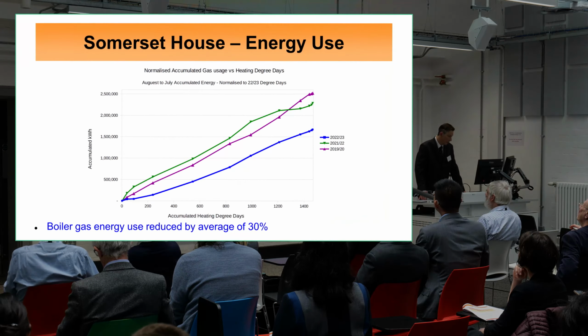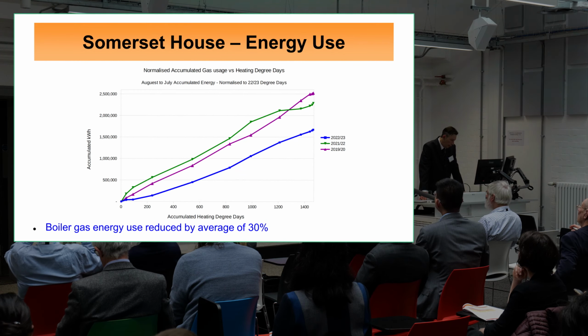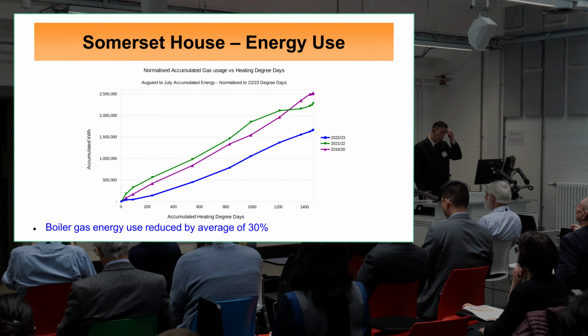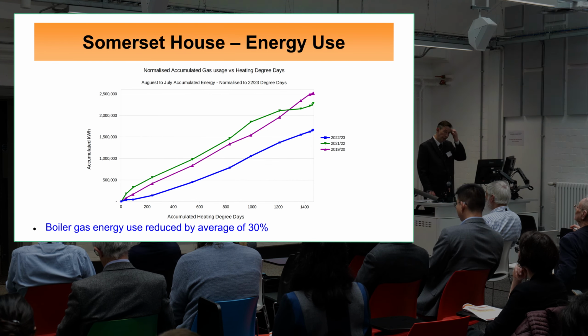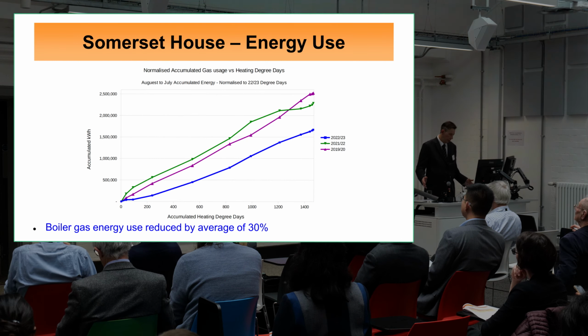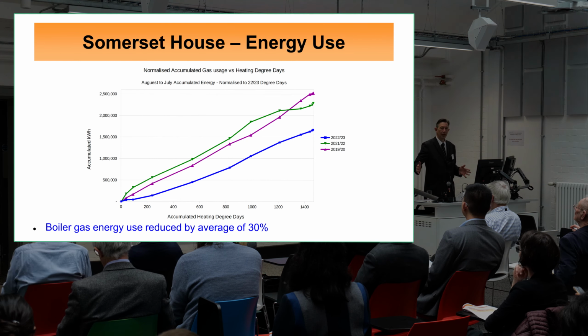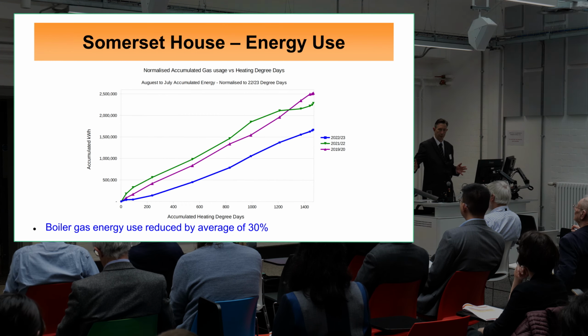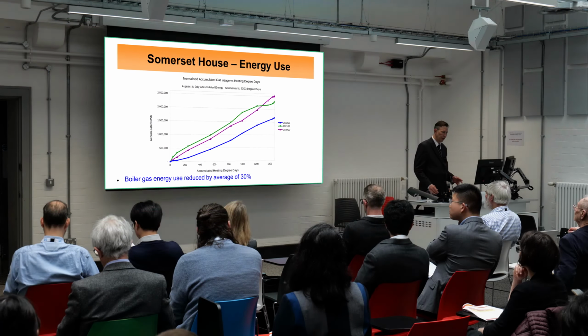So having analysed the data for a couple of years, we've demonstrated a reduction of around 30% in the gas boiler energy being put into the system, which just measured in kilowatt hours, the energy manager was very pleased because it was 1 million kilowatt hours that we reduced their bill by, which was quite significant.